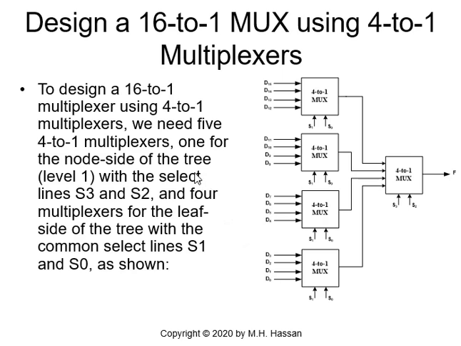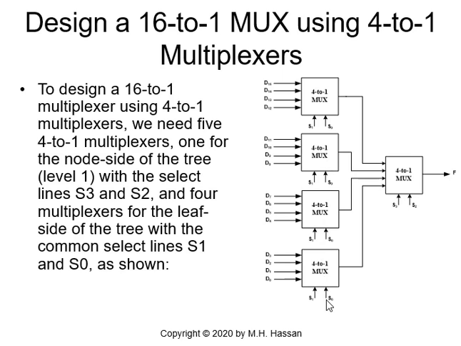We need 5, as we said: 1 for the node, where the select lines S3 and S2 will be. Those are the most significant bits, while the least significant bits, S1 and S0, will be at the leaves of the tree, as shown. So we have S0, S1.